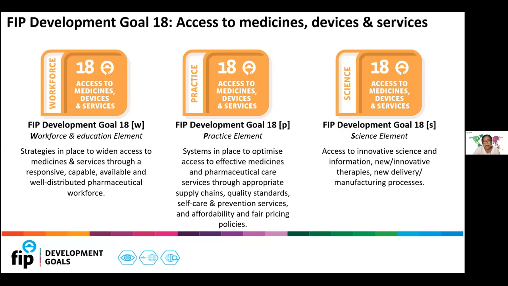The second element is on practice, that is, systems in place. Globally, we will have systems in place to optimize access to effective medicines and pharmaceutical care services through appropriate supply chains, quality standards, self-care and prevention services, and affordable and fair pricing policies, which is equity, in line with the theme that we have. And the last element is on science: access globally to innovative science and information, new or innovative therapies, and new delivery and manufacturing processes.